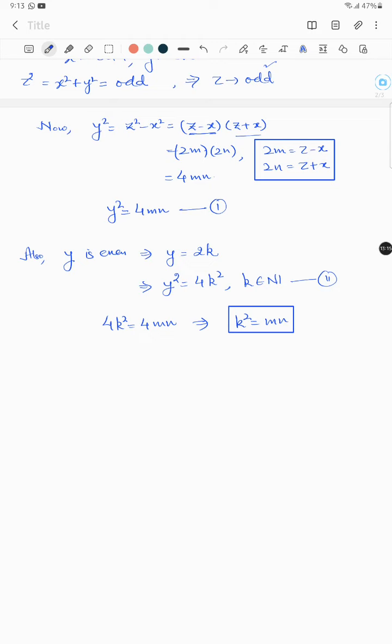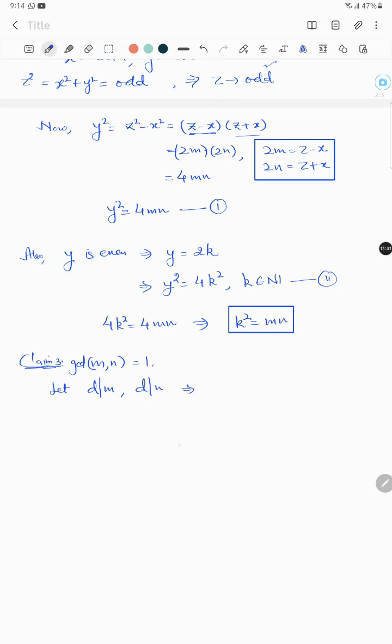Now we will claim here, this is the third claim, that m and n are relatively prime. That means GCD of m and n is equal to 1. So how will we prove this? We suppose that there is a common divisor of m and n. Let d be such that d divides m and d divides n.